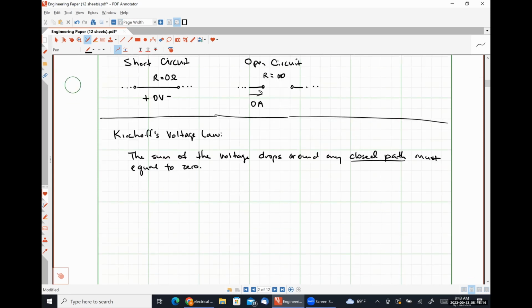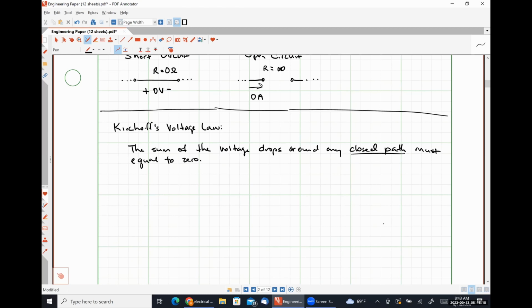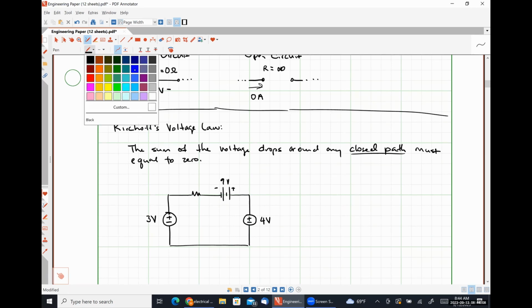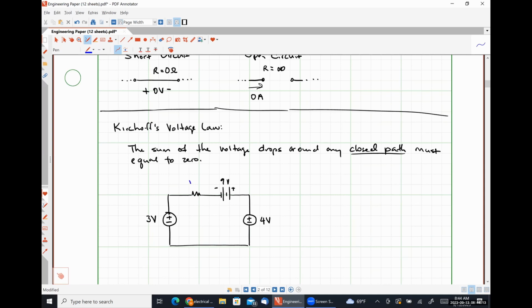Let's look at a quick example here. In its most simple form, Kirchhoff's voltage law is used to determine unknown voltages in circuits when we know other voltages. So let's say for the sake of argument that we have a 3-volt source, a resistance, a 9-volt multi-cell battery pack, and then a 4-volt source down here. What we are trying to find is the voltage drop across this resistor. Let's call it VR.